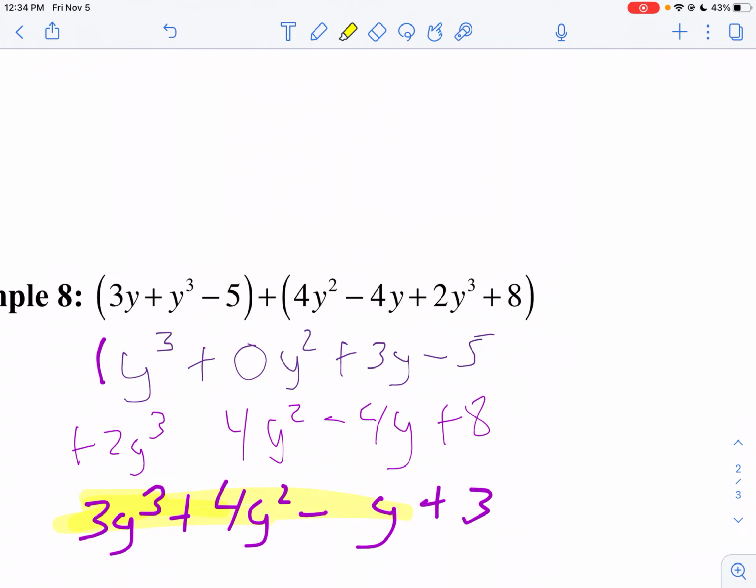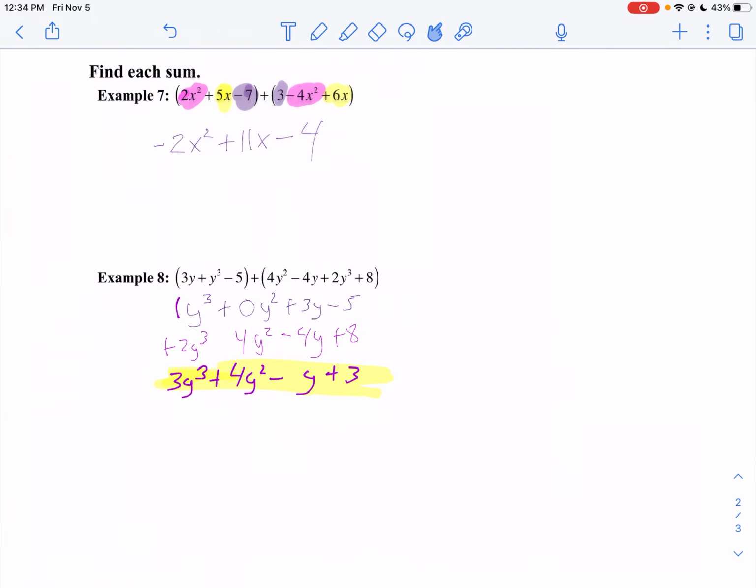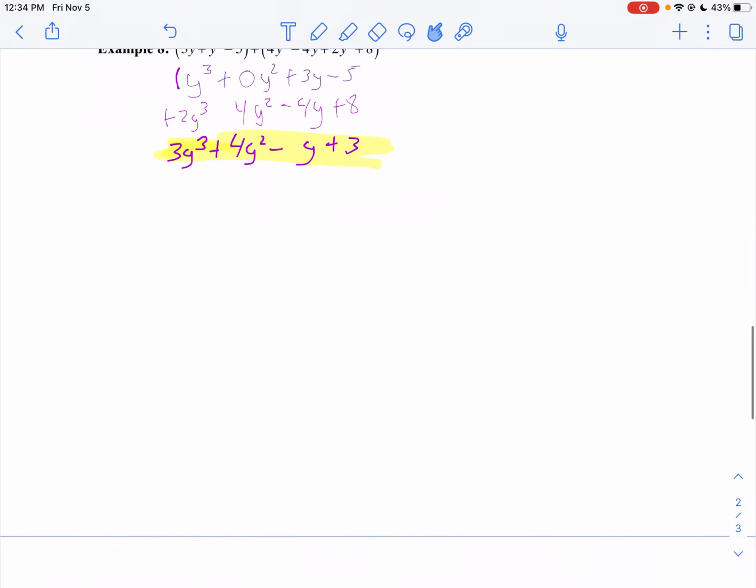So you can do it in columns, or you can do it horizontally. However you do it is up to you. I don't care which way you do it, to tell you the truth. You just pick the way that works best for you.